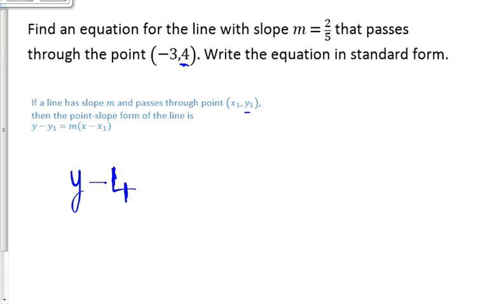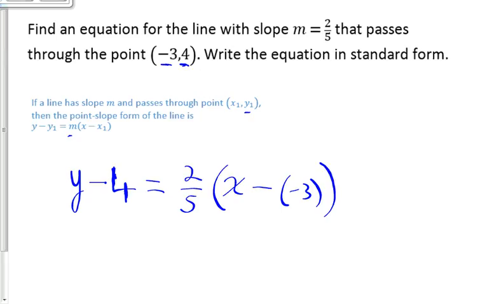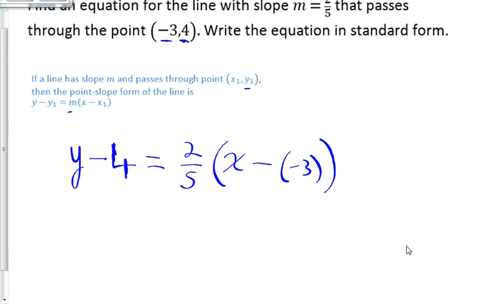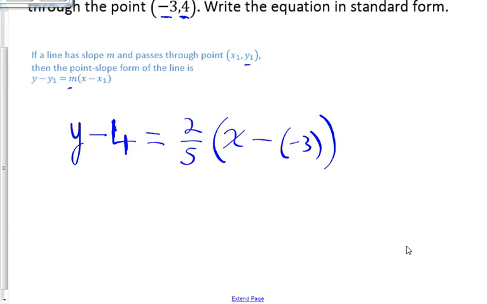So I get y minus 4 equals m. Well, we know that m is 2/5. And then we're going to multiply m by x minus x1. x1 was this other coordinate here, -3. We don't usually leave double negatives, minus a negative. We usually write those as plus. So this equation would become y minus 4 is equal to 2/5 multiplied by x plus 3.